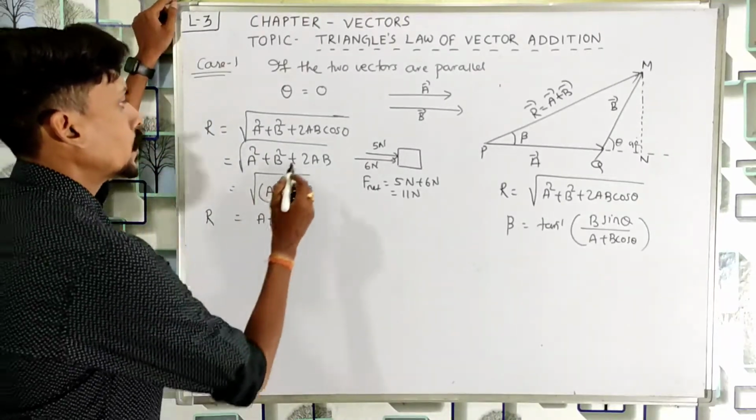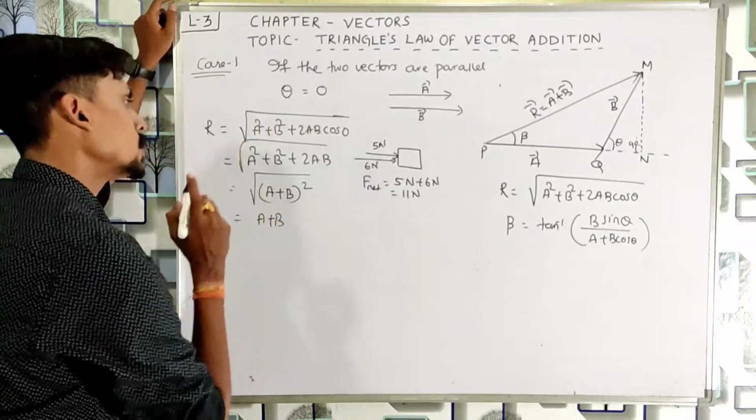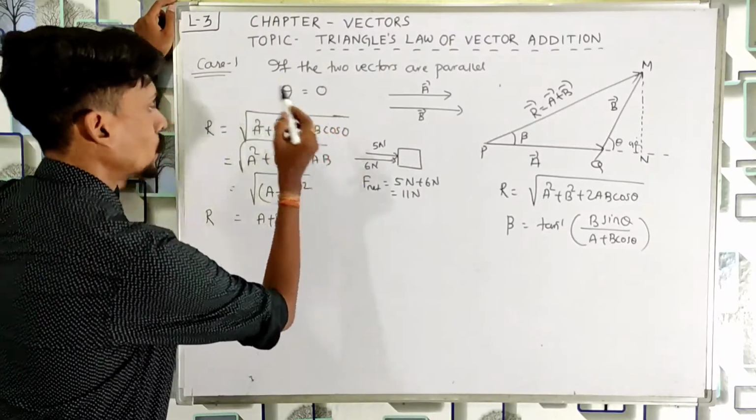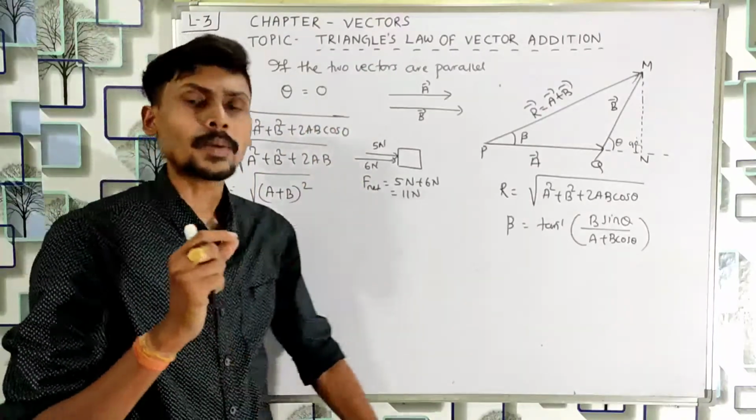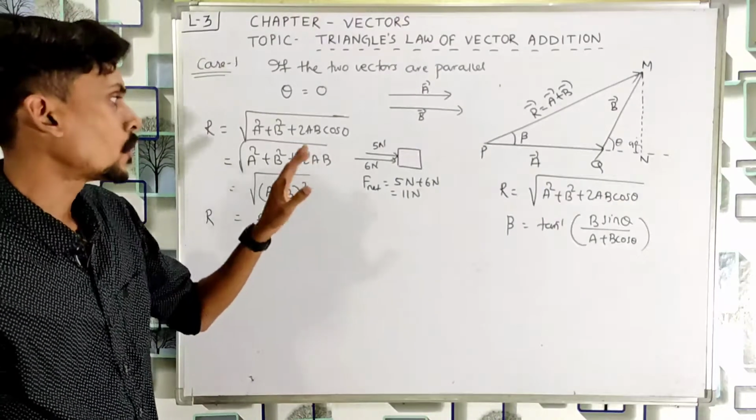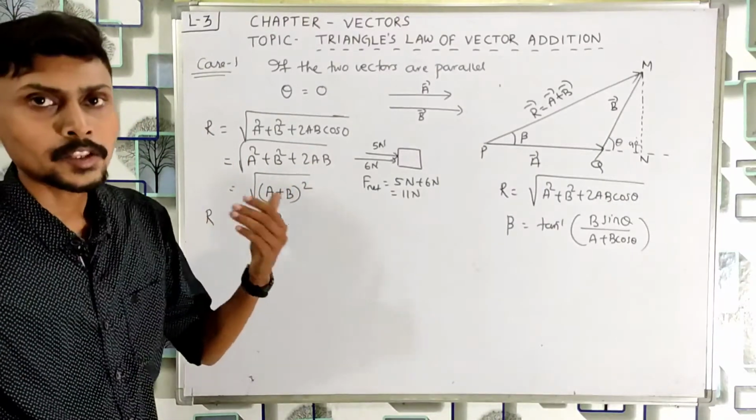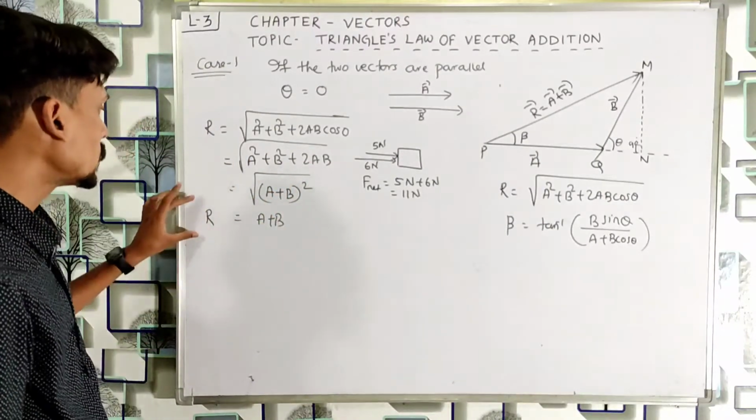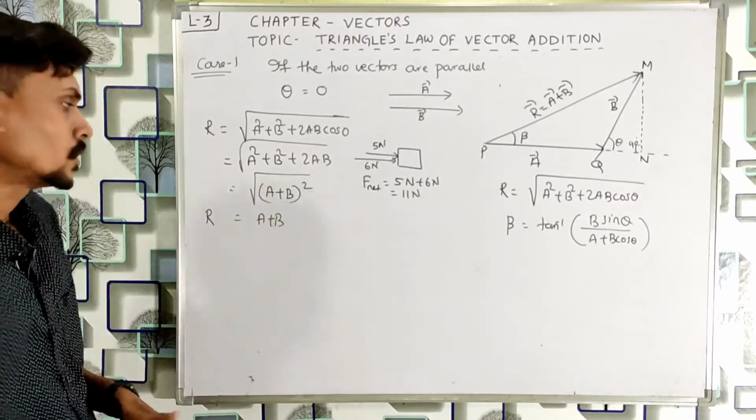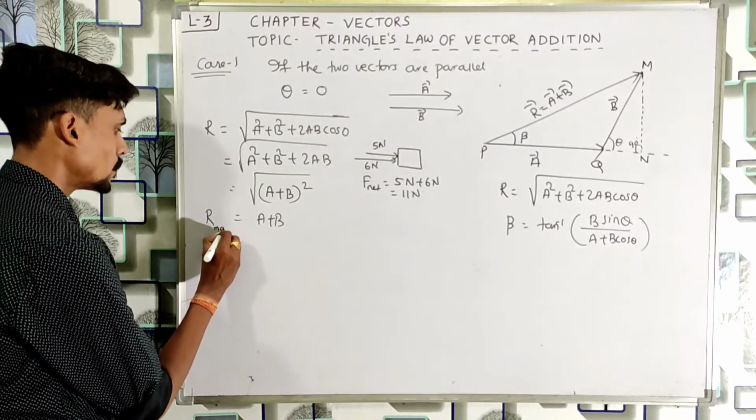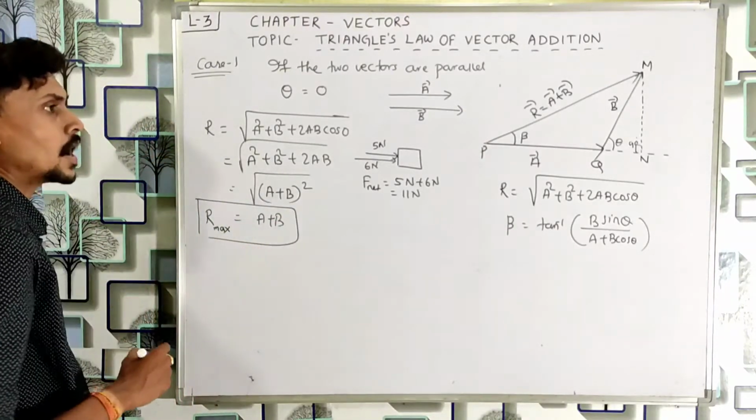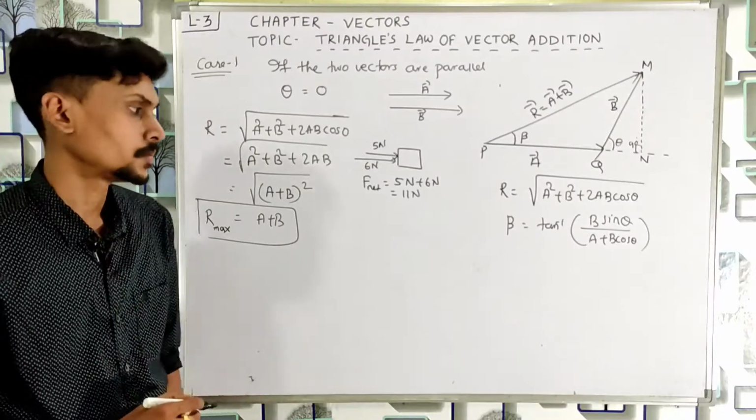And remember that the value of cos theta is maximum when the angle is 0. Means the maximum value of cos theta is plus 1. If the maximum value of cos theta is plus 1 and it happens when theta is 0, so this is nothing but the maximum magnitude of resultant. So R max is equal to A plus B.